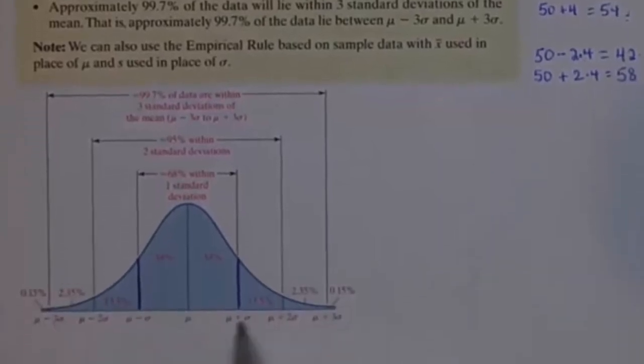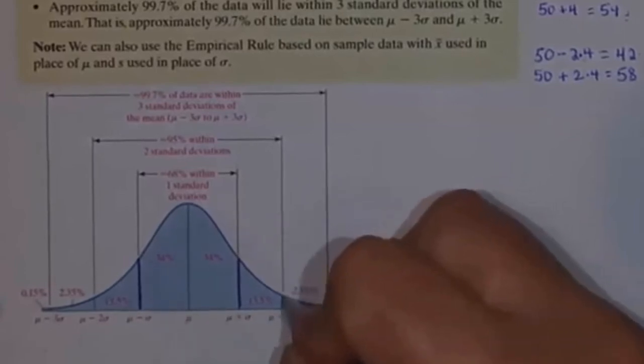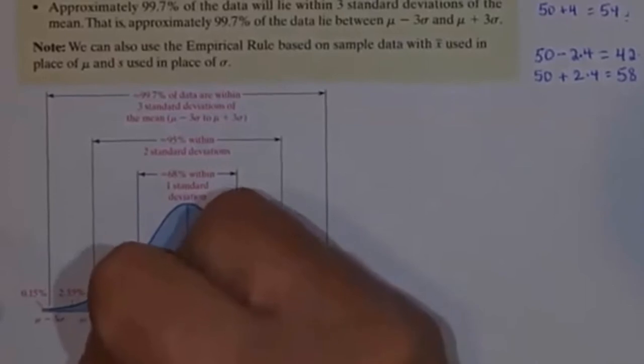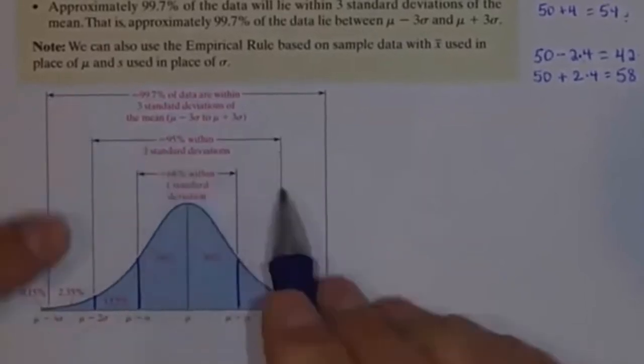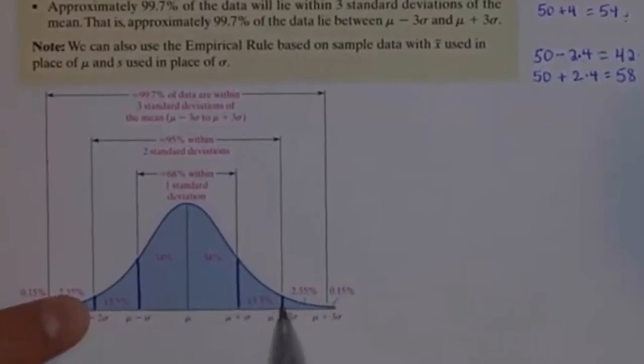So again, if I look at my picture here, the mean's in the center. Here would be the mean plus 2 standard deviations. Here would be the mean minus 2 standard deviations. And again, about 95% of the data would be between this value and this value.